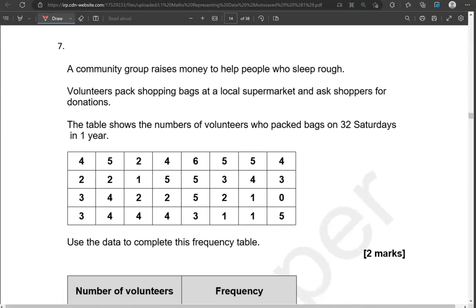A company group raises money to help people who sleep rough. Volunteers pack shopping bags at a local supermarket and ask shoppers for donations. The table shows the number of volunteers who packed bags on 32 Saturdays in 1 year. Use the data to complete this frequency table.